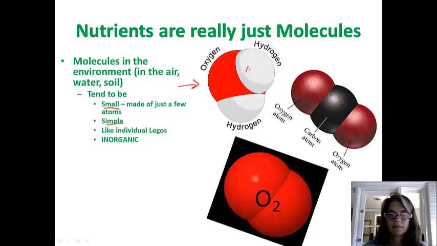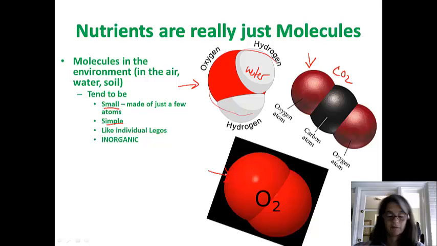This molecule here is water. This is 2 oxygens and a carbon, that's CO2, and of course this is oxygen gas. These are all examples of molecules that would typically be in the environment around us in large amounts, relatively speaking. Carbon dioxide, water, oxygen, these are small molecules made of just a few atoms. They are simple in their structure, very much like individual Lego building blocks.